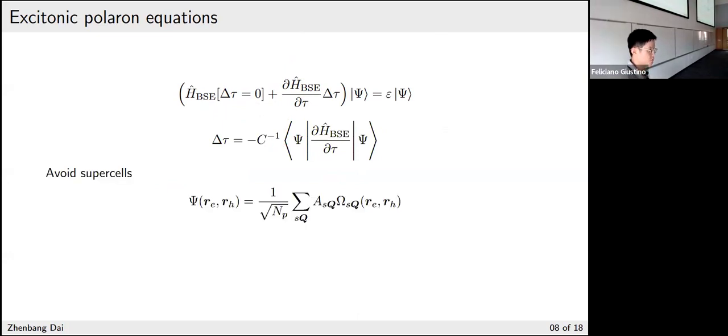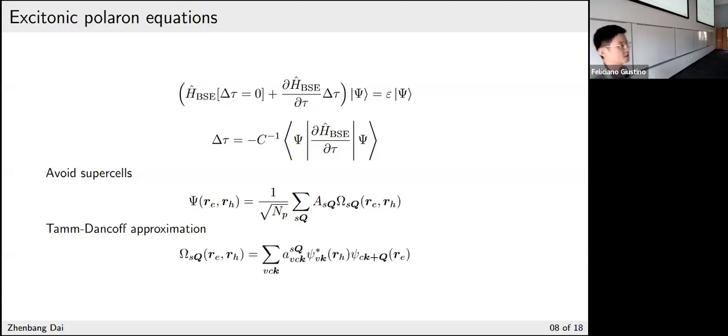And as I said, we want to explicitly avoid the use of a supercell. So we introduce a spectral decomposition, or like a linear combination, to decompose this exciton polaron wave function. We write it as a linear combination of the Bethe-Salpeter equation eigenstates, which is omega SQ, that you can compute from the unit cell, the non-distorted structure. Okay. And this ASQ is what we want to compute in the end in order to get the exciton polaron state.